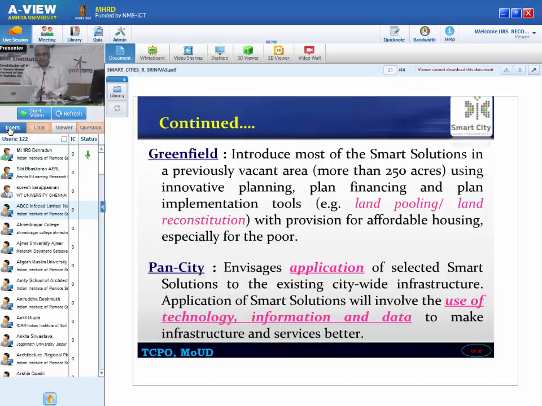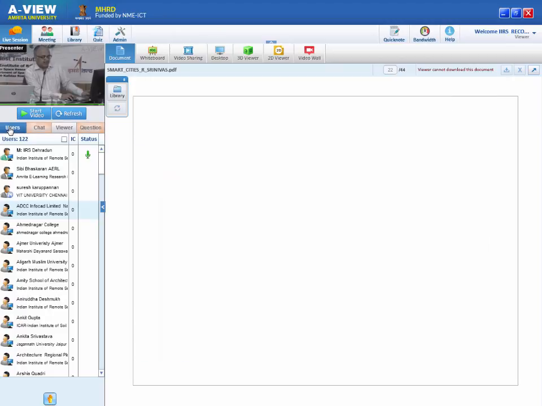These three strategies are essentially area-based strategies. While for pan city, the smart city guidance also focuses on pan city solutions, which envisage application of selected smart solutions to the existing city-wide infrastructure. Application of smart solutions will involve the use of technology, information, and data to make infrastructure services better. I'll be telling more about pan city solutions in another slide. Here, the role of information technology will be very crucial. How you are going to control your urban infrastructure services with the help of IT will be the challenge for all the urban local bodies.